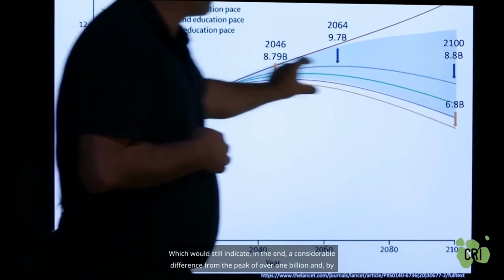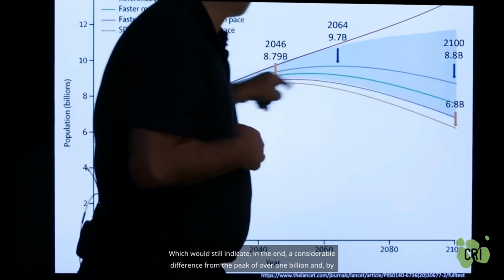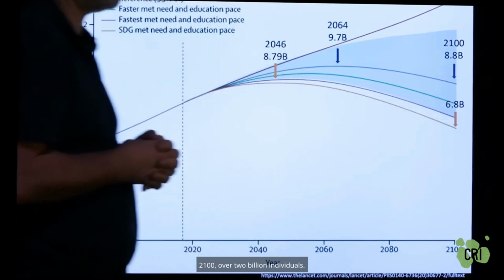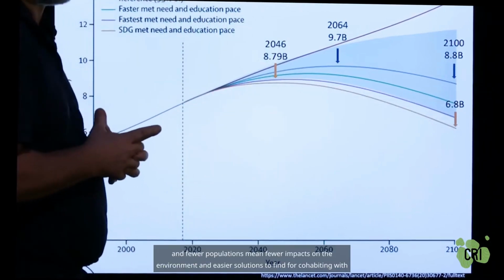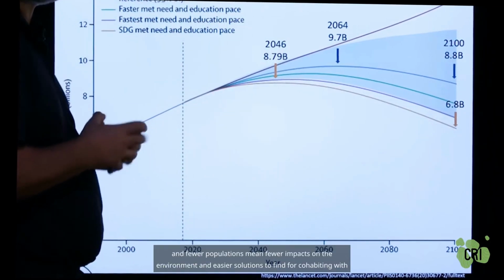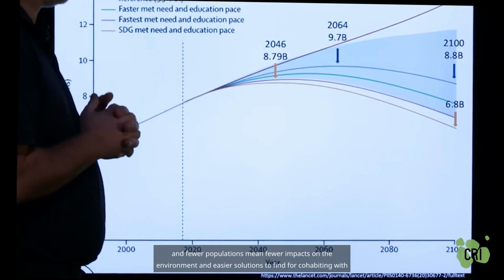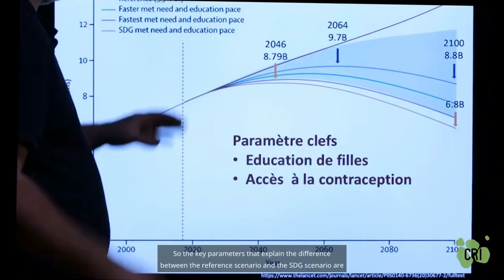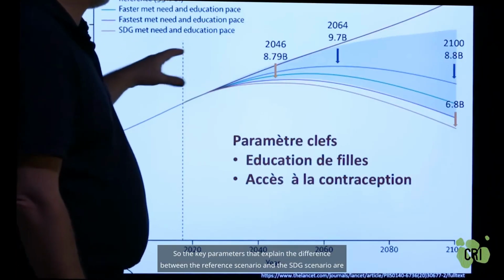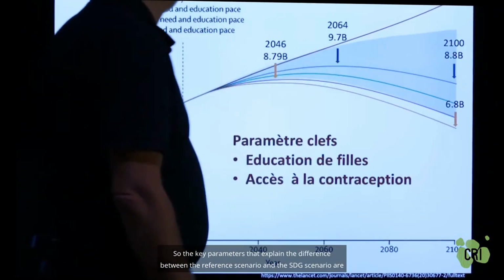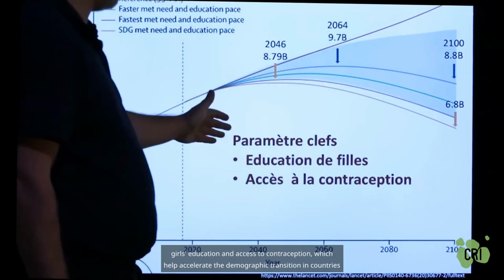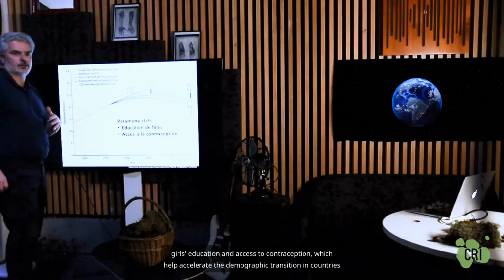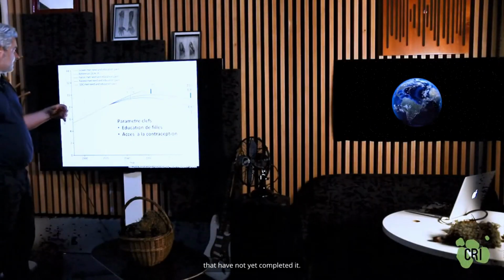Which would still indicate in the end a considerable difference from the peak of over 1 billion and by 2100 over 2 billion individuals. And fewer populations mean fewer impacts on the environment and easier solutions to find for cohabiting with the different species on the planet. So the key parameters that explain the difference between the reference scenario and the SDG scenario are girls' education and access to contraception, which help accelerate the demographic transition in countries that have not yet completed it.